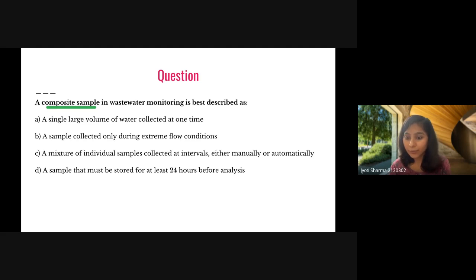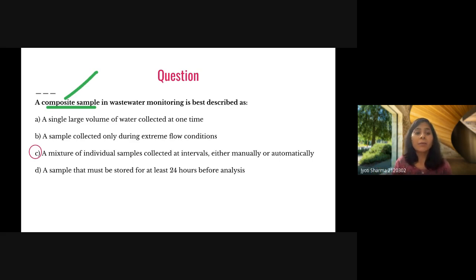So everyone gave me answer C. Yes, just from the name only, composite means a mixture of different samples. For example, we have different samples at different heights, at 1 centimeter, at 2 centimeters, or let's say at 1 meter, and then we will mix them. Or in a 10-day interval we have 10 samples, but we will mix them so that we can have some average or representation of that water.